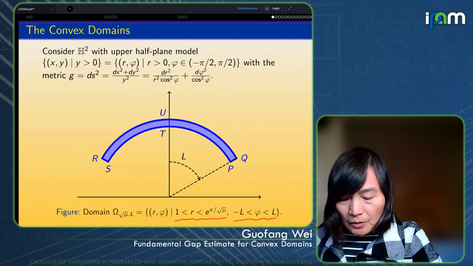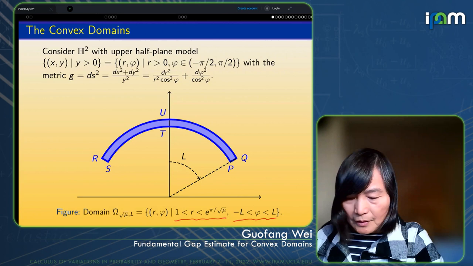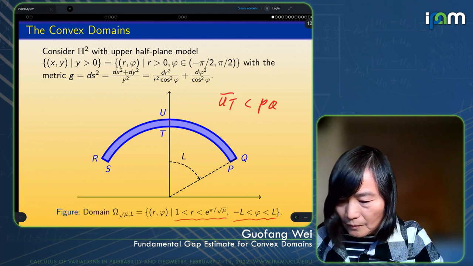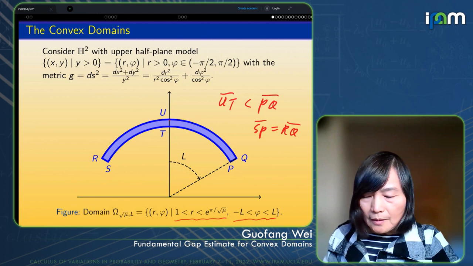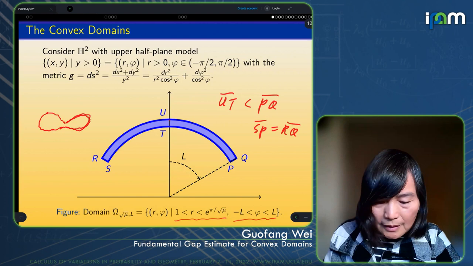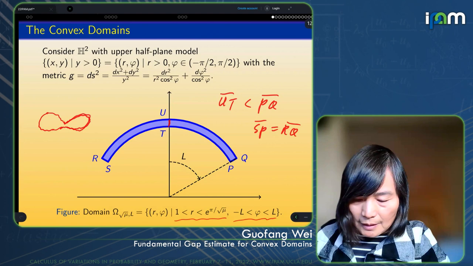One thing you can see indicates why hyperbolic is different. If you look at the distance UT, it is usually much smaller than PQ. On the other hand, SP is equal to RQ. So if you think about Euclidean distance, this strip is more like a dumbbell. It is smaller in the middle. And in the Euclidean case, one knows that for a dumbbell the gap can go smaller and smaller. So this part is very small compared to the outside.